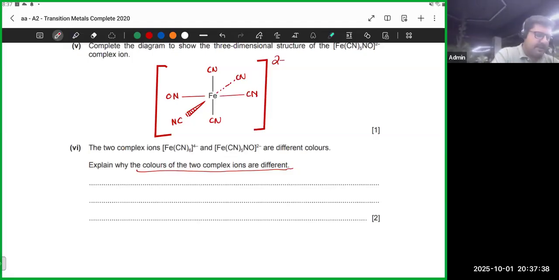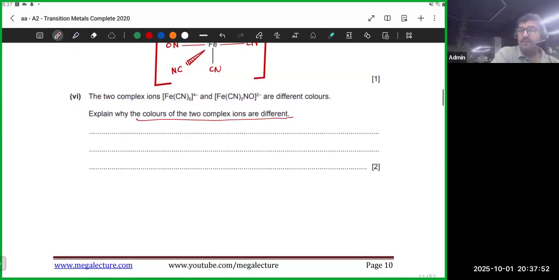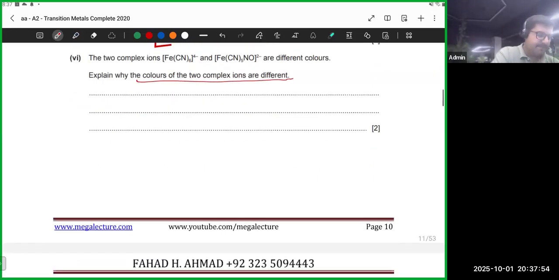Different ligand lone pairs have different charge density and they exert a different repulsion, which creates a different energy gap when the d subshell splits. And since energy is proportional to frequency, a different frequency is going to be absorbed from the visible spectrum, and you would see a different complementary color.